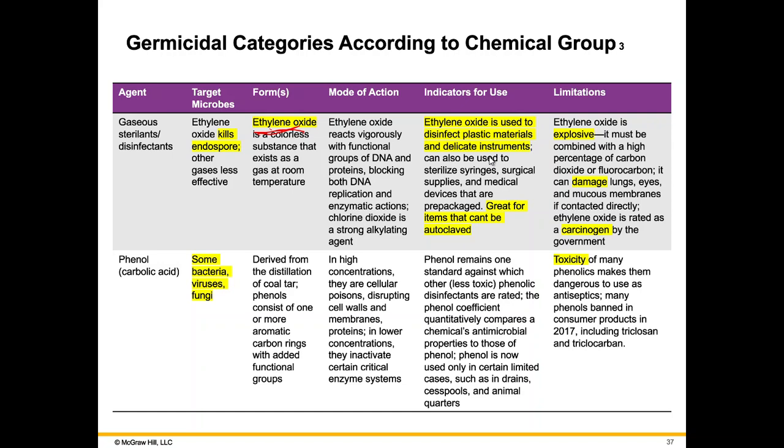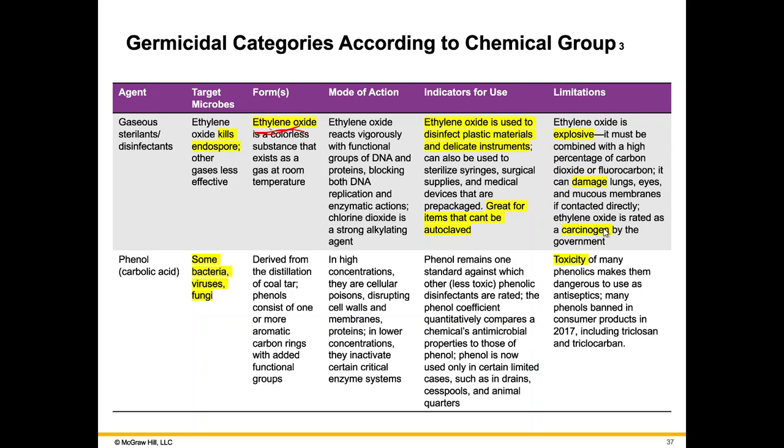So ethylene oxide is oftentimes used to disinfect or sterilize plastic materials because we don't want them to melt in the autoclave. Also can be used for syringes, surgical supplies, medical devices that are prepackaged. Now, there is a downside to ethylene oxide. It's explosive, it can damage the lungs, and it is a carcinogen. So those are some down points there.